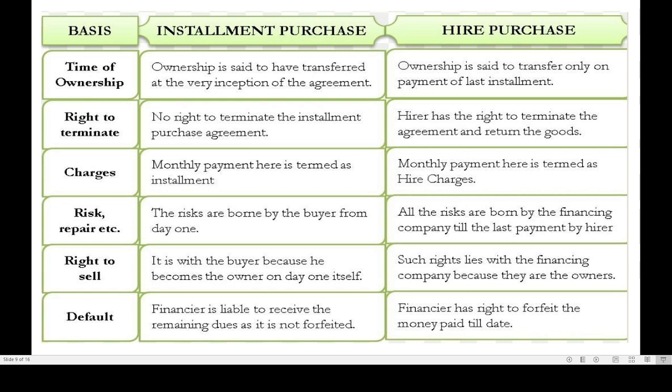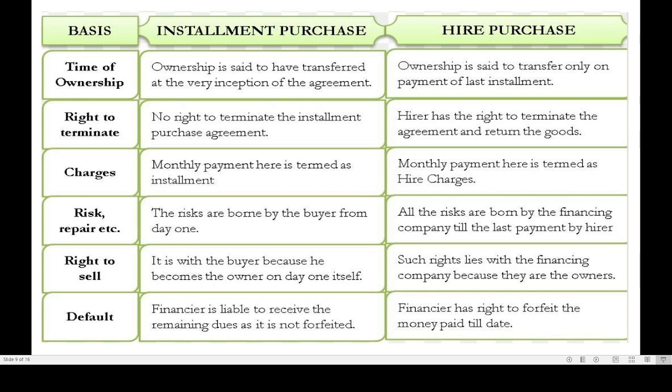Then we'll go for the last and very, very important concept. What is the difference between installment purchase and the hire purchase system? The first one is ownership. Under installment system, once you agree to the agreement, at that time itself you will become the owner of that particular product. But hire purchase system is not like that. You will become the owner only after making the last installment.